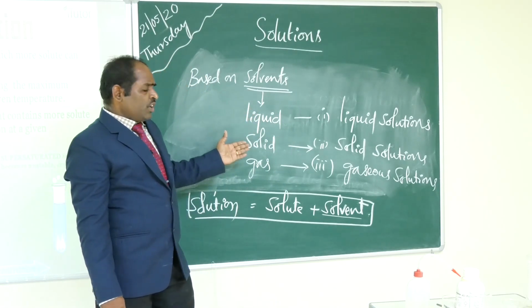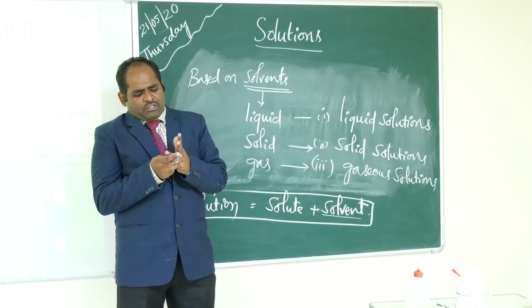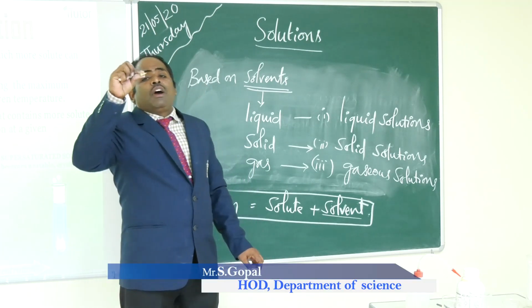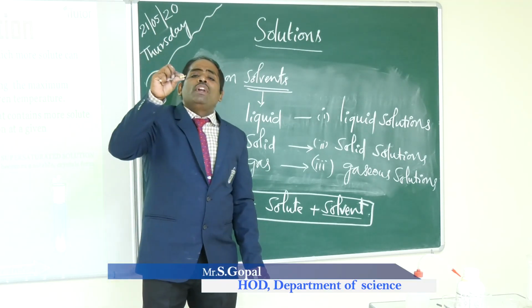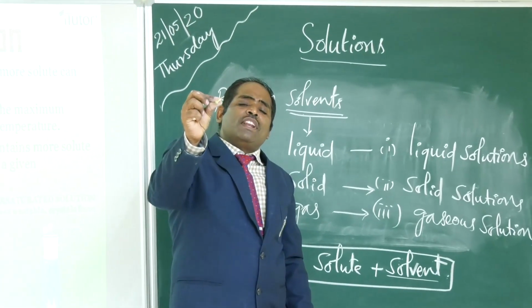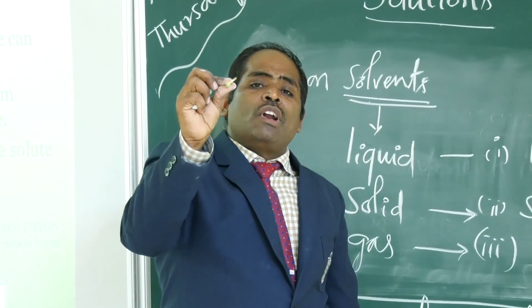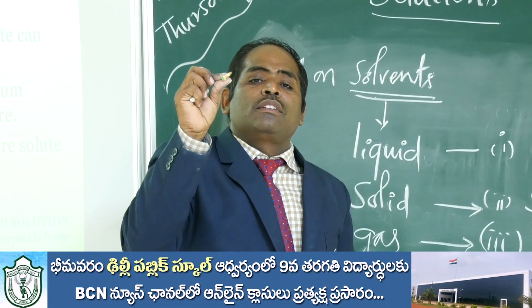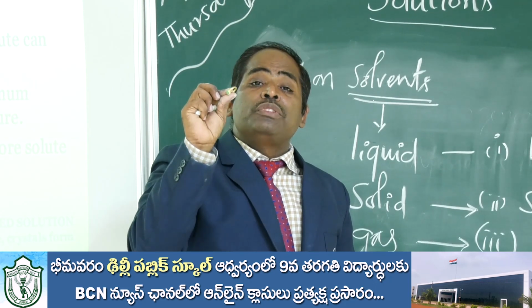And next one, solid solution. You can see very clearly my finger ring, the ornament gold. Ornament gold is a solid solution. The gold is the larger component and copper is the smaller component. The copper is called solute and gold is called solvent. Is it clear? All ornament golds are solutions. Remember it.